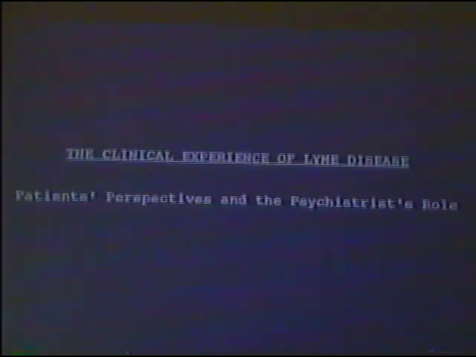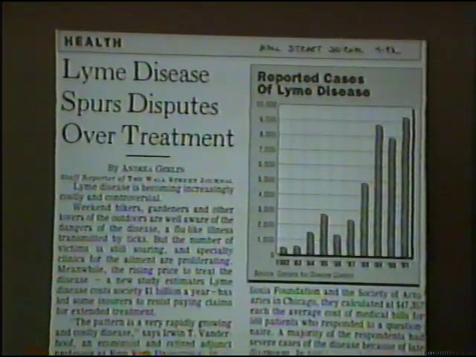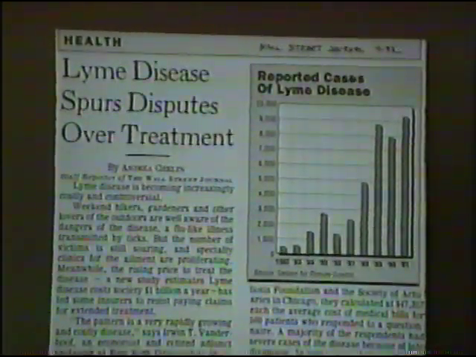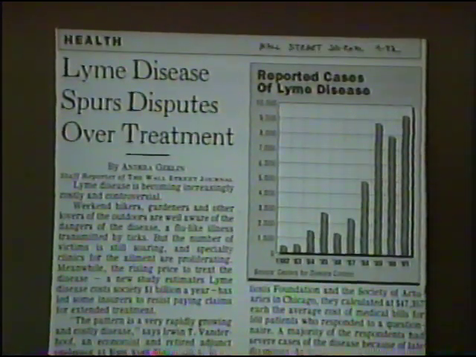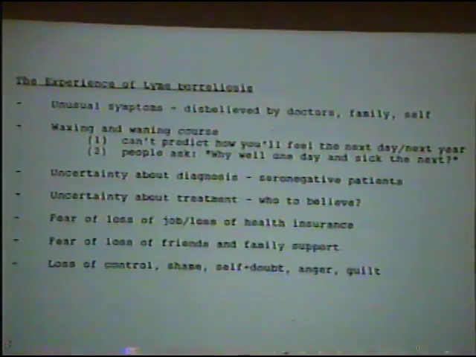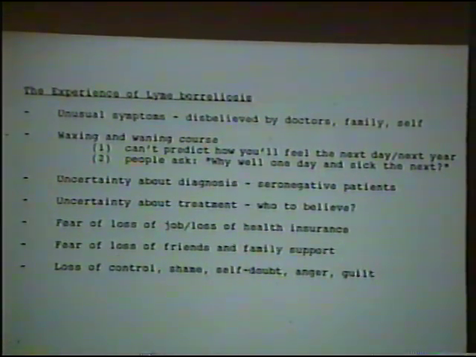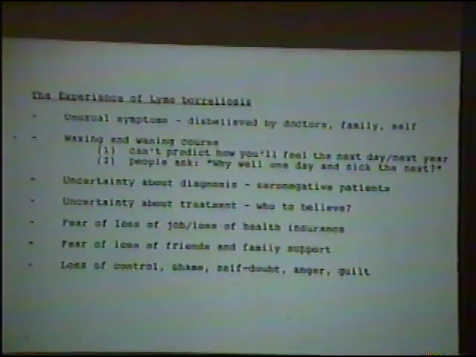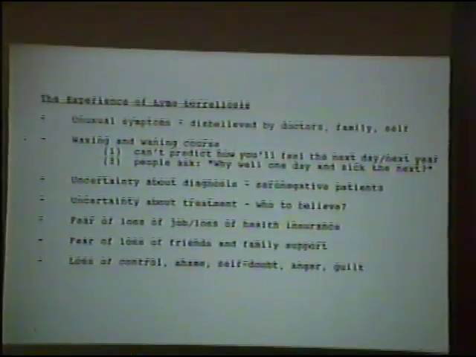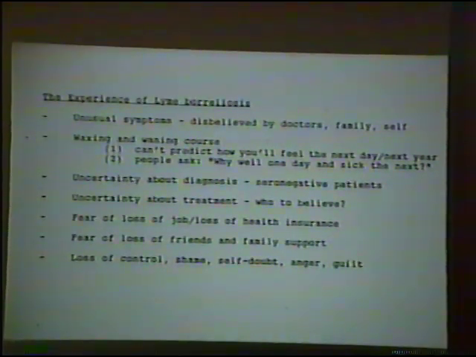Now, what's the clinical experience of Lyme disease? I want to switch focus a little bit. Lyme disease in the Wall Street Journal stirs disputes over treatment. Doctors are constantly fighting with one another over how long to treat and how many courses of treatment to give, and it can be incredibly hostile. So the experience of Lyme disease is to have unusual symptoms, so that you end up being disbelieved by your doctors, by your family, and you end up disbelieving yourself, because how can you still have symptoms when you've already been treated with what everybody thinks is the right amount of antibiotics?